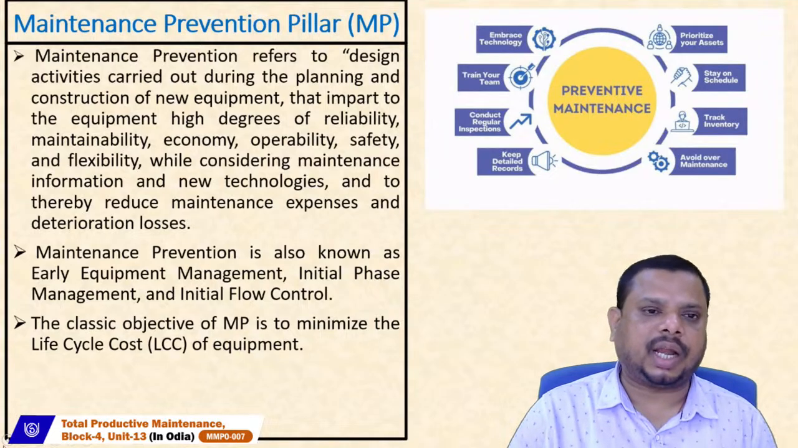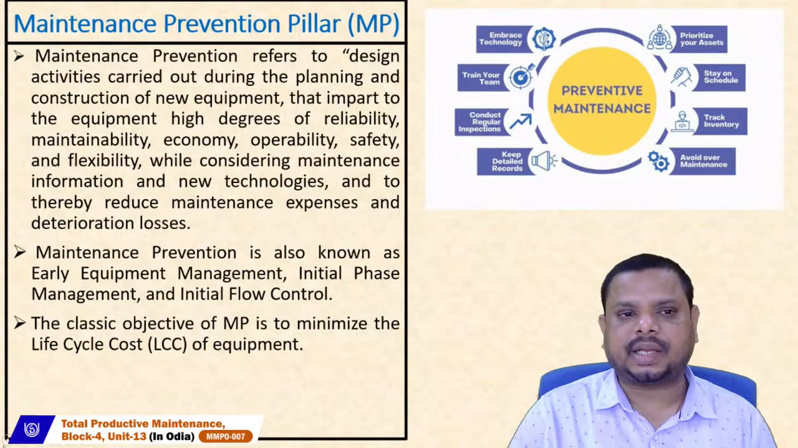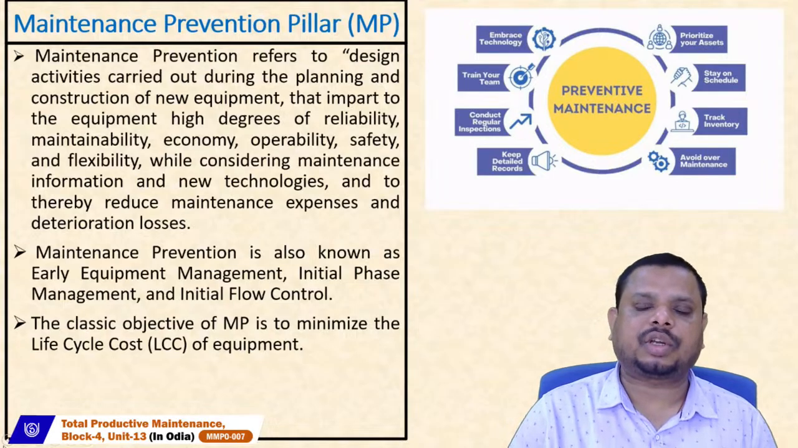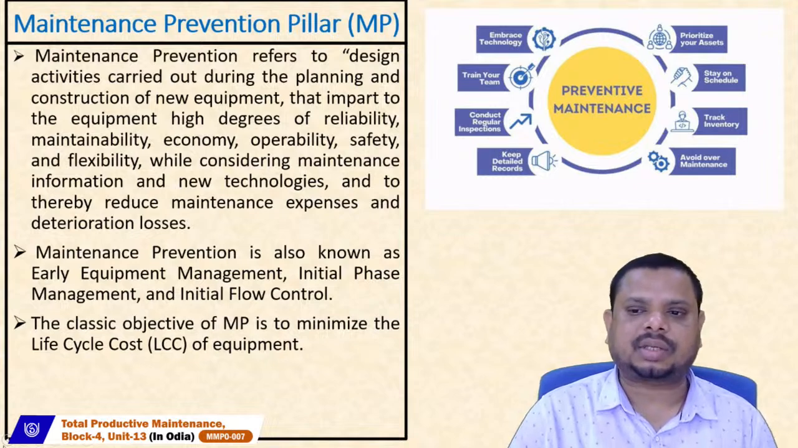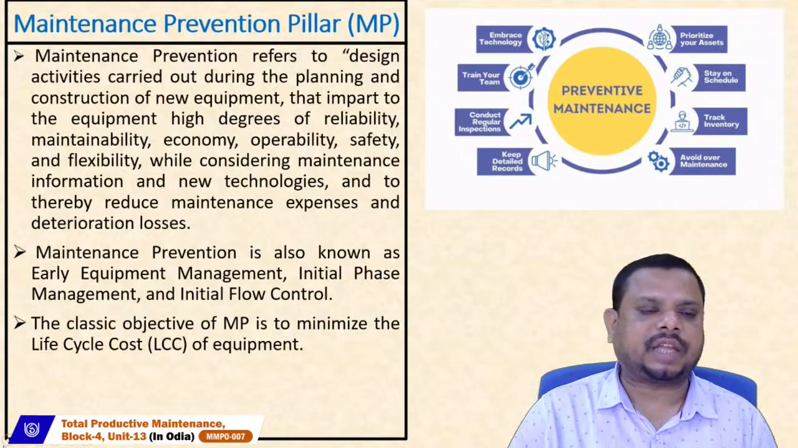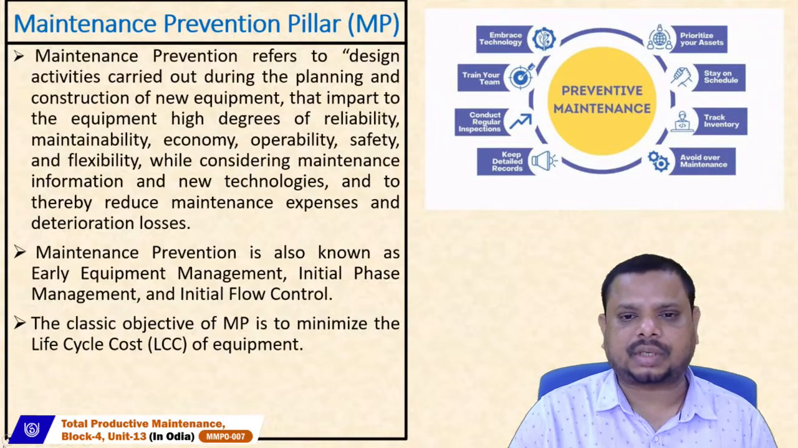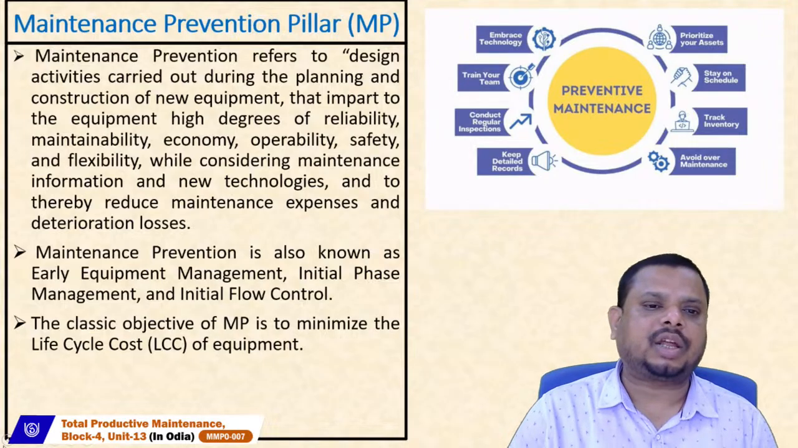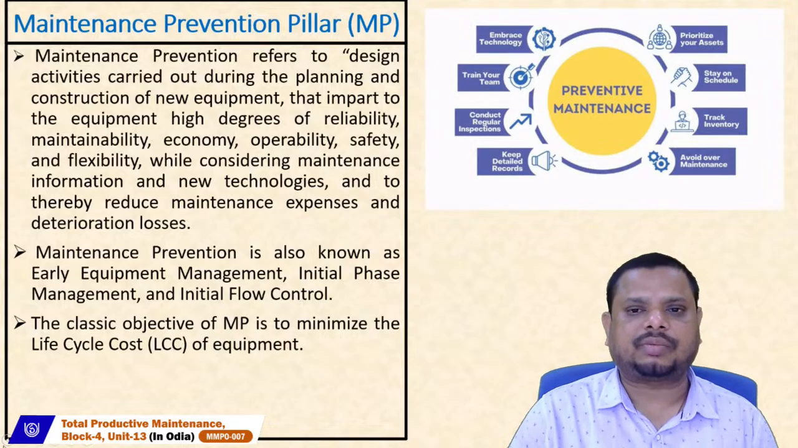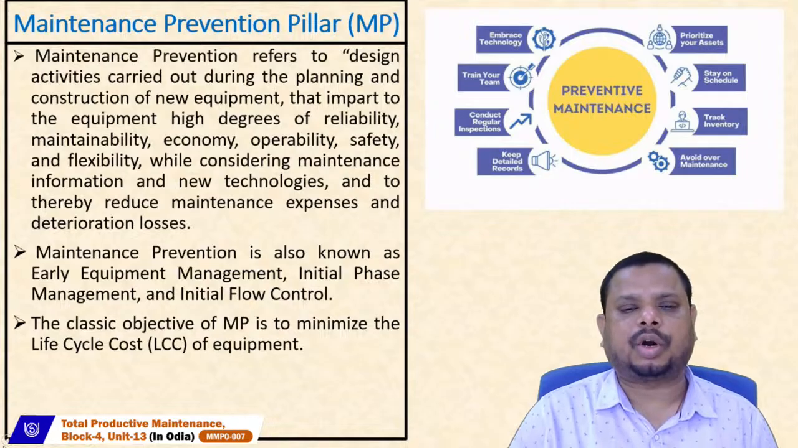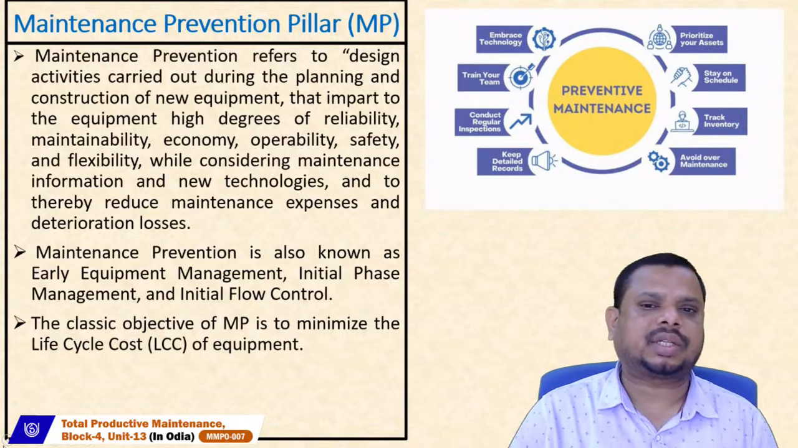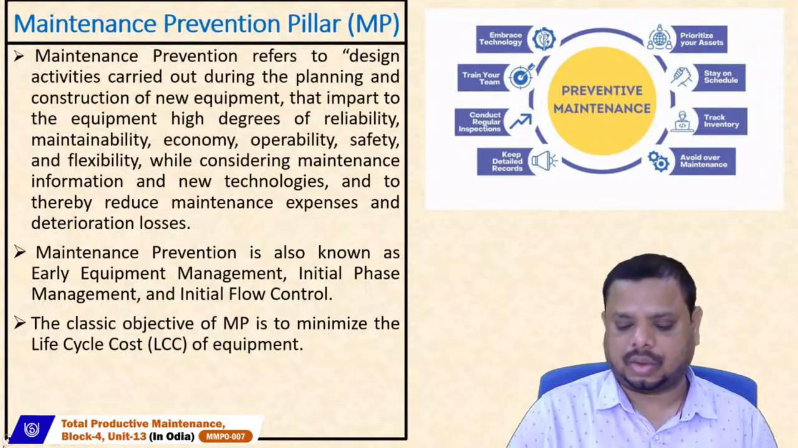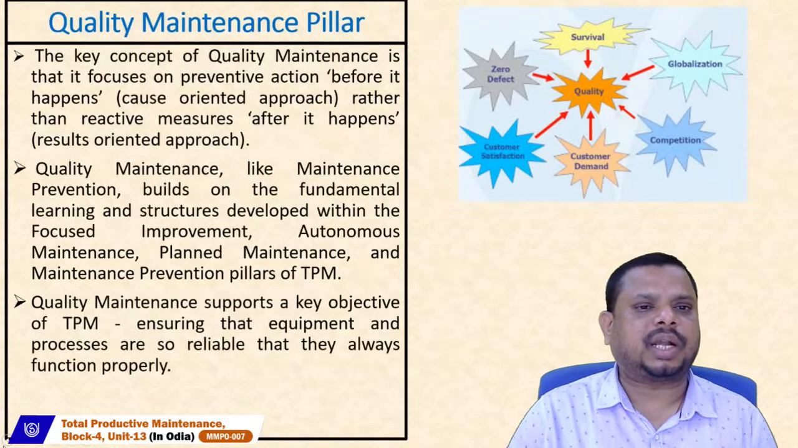If you go for wide use of the maintenance prevention pillar, they basically focus upon prioritizing your assets, staying on the schedules, tracking inventory levels, avoiding over-maintenance, keeping detailed records for future courses of action, conducting regular inspections to avoid various kinds of breakdowns, training your team to upgrade their skills, and introducing new technology in maintenance, which is applicable to the modern era of industries like Industry 3.0 or Industry 4.0. The next pillar we have is known as the quality maintenance pillar.